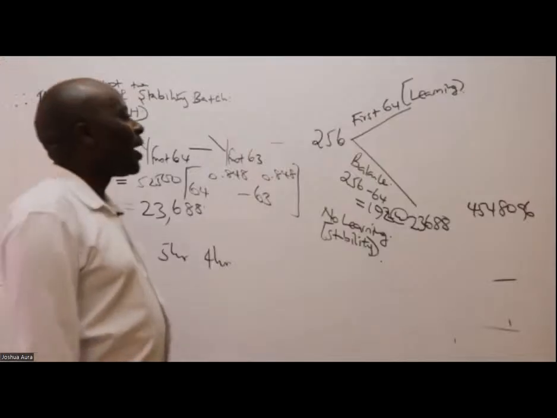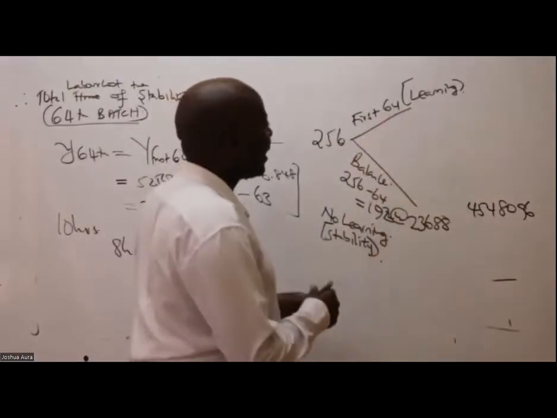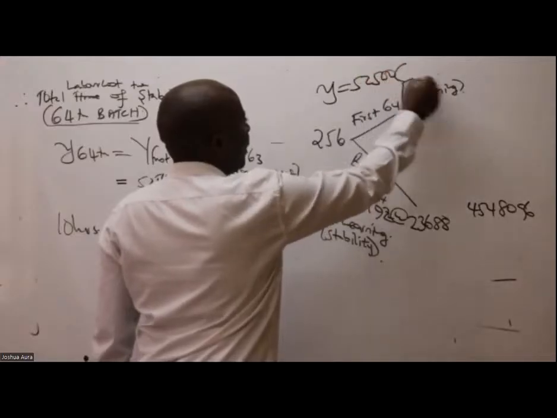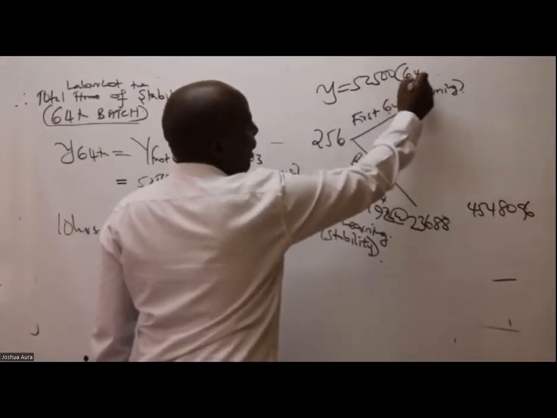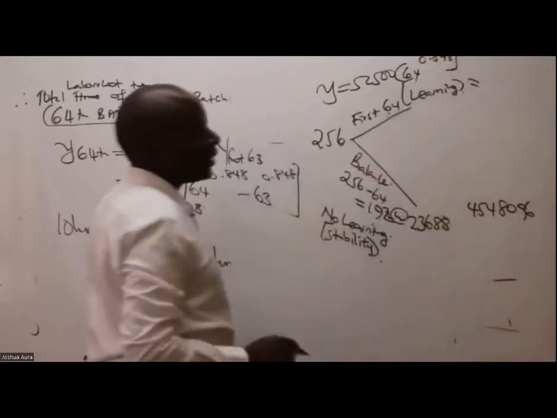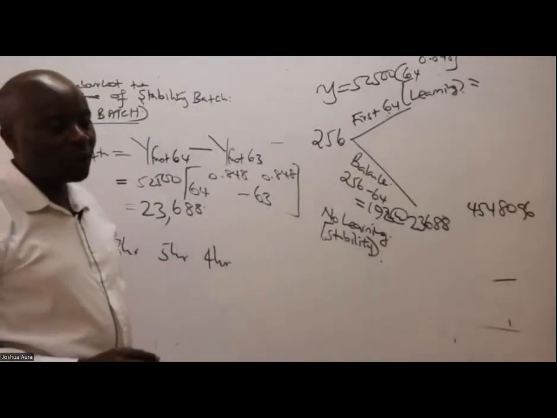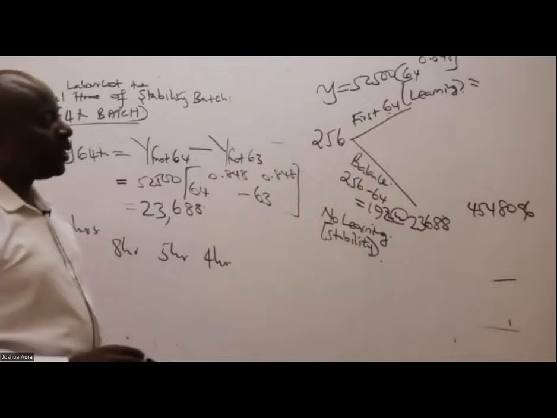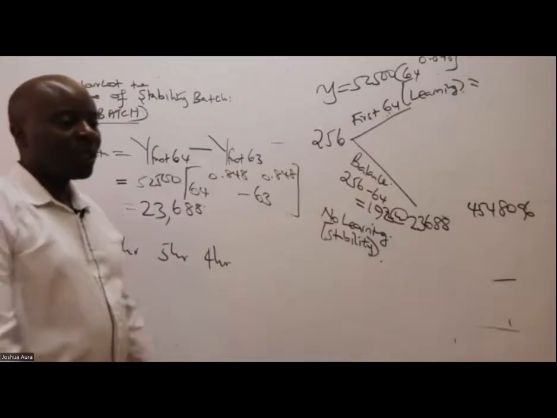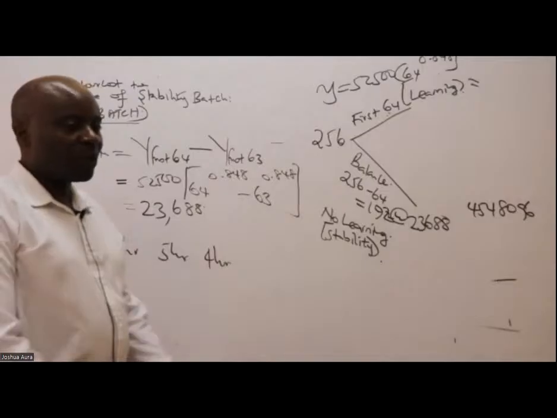Then, ladies and gentlemen, how about the first 64? For the first 64, there is learning. And if there is learning, it means we use this equation: Y equals 52,500 into X, where X is 64 here, raised to 0.848. Because now there is learning. Where there is learning, automatically we need to use the equation.